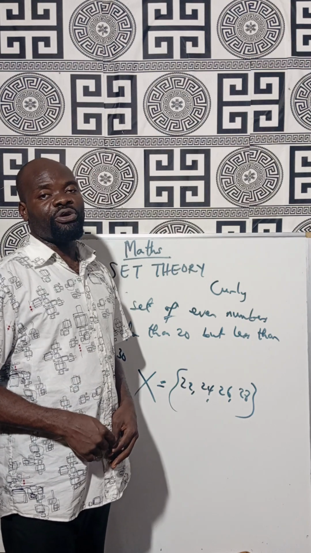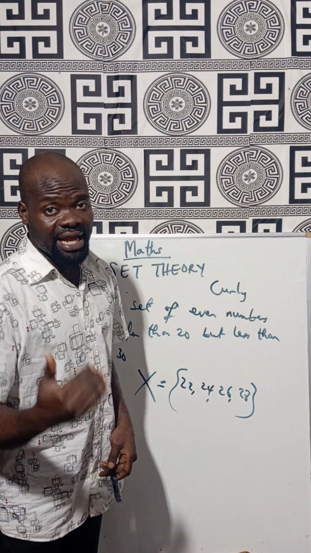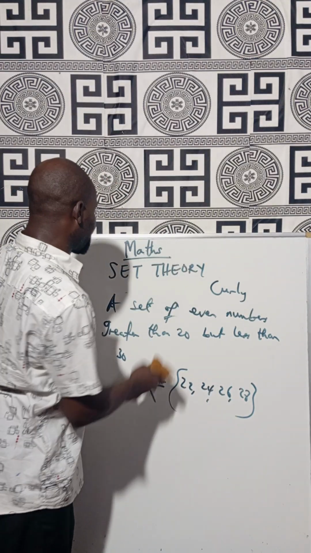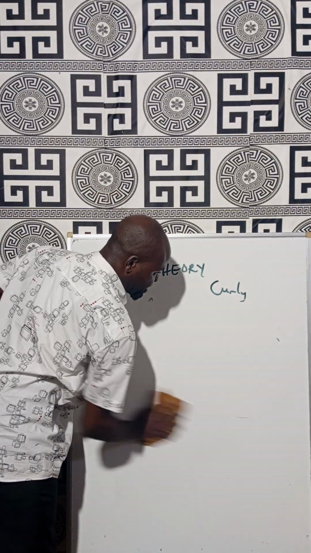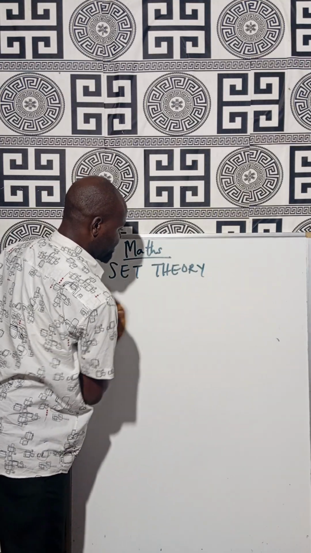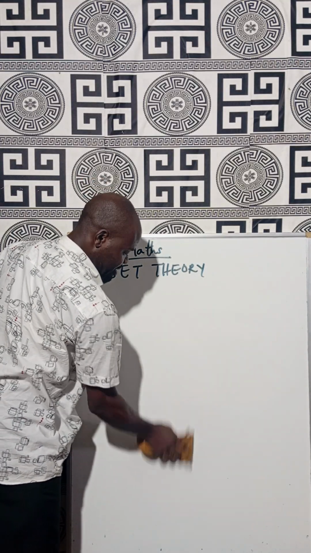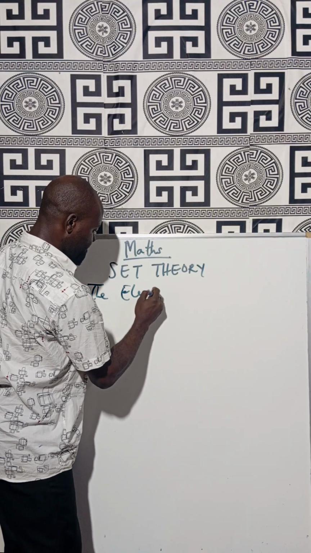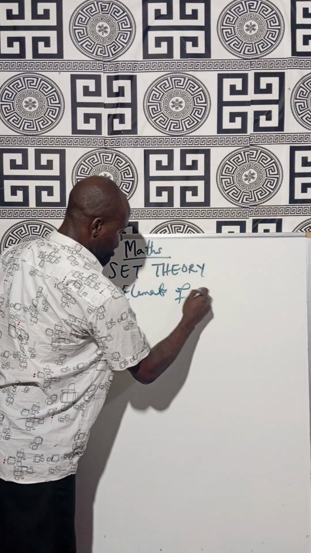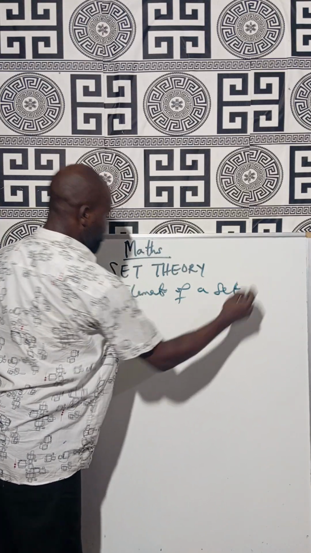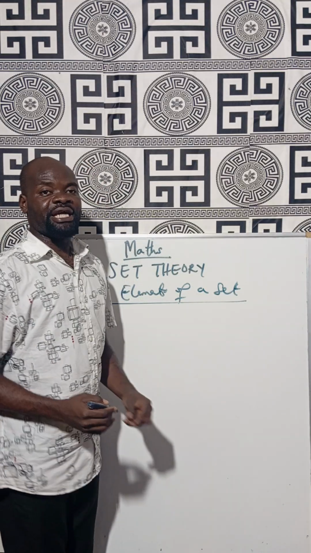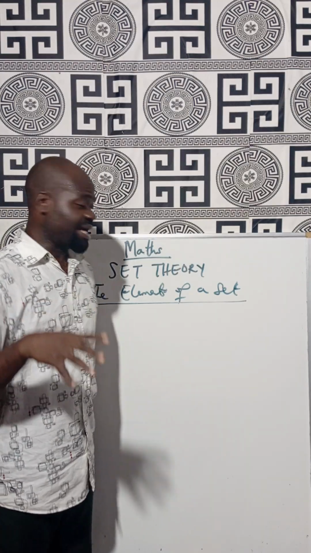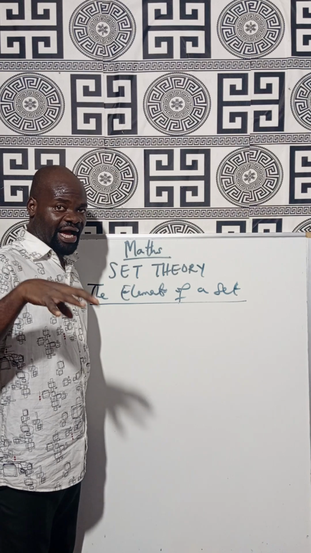That's what we call the elements of a set. Okay. What are the elements of a set? Let me tell you this. The elements of a set. Okay, let me write it. The elements of a set. Now, the elements of a set are just the members of that set. The elements of a set are the members of that set.